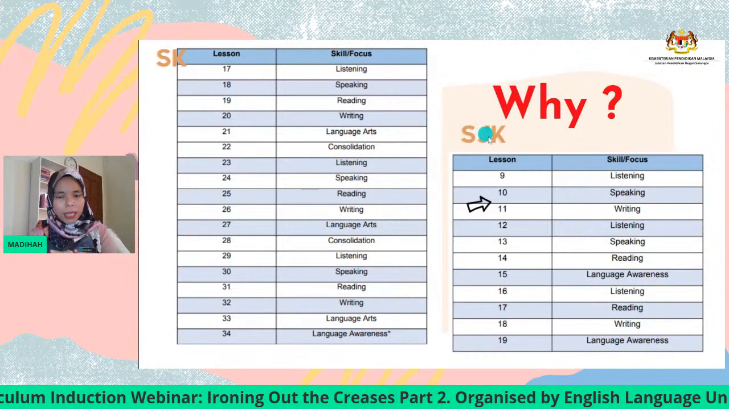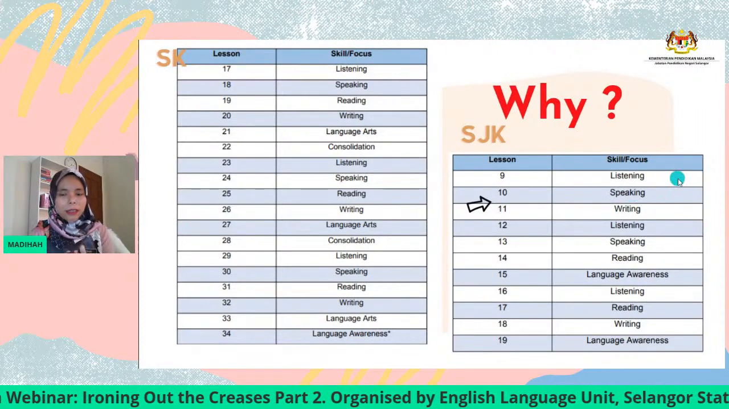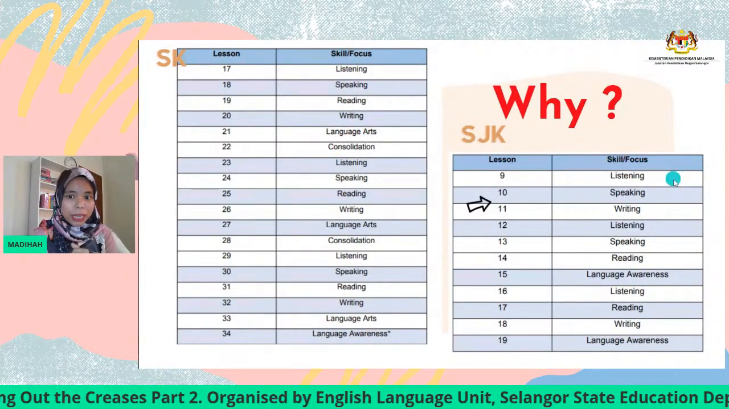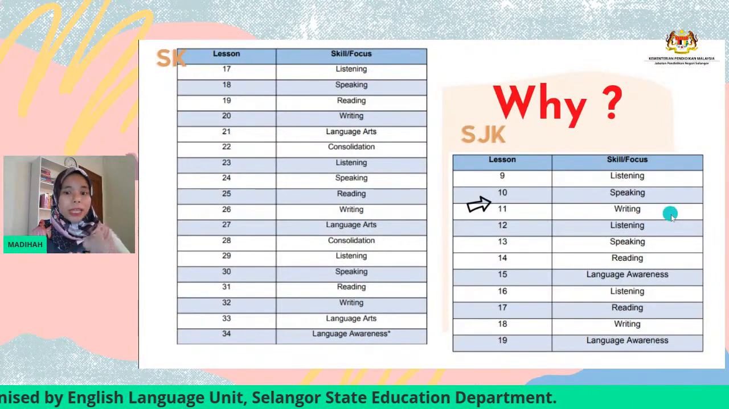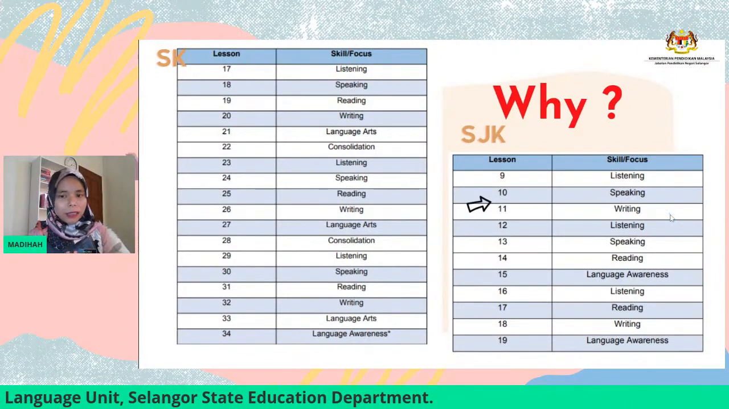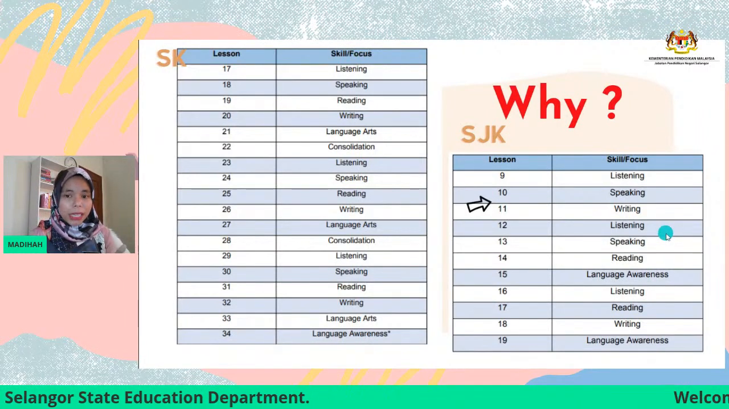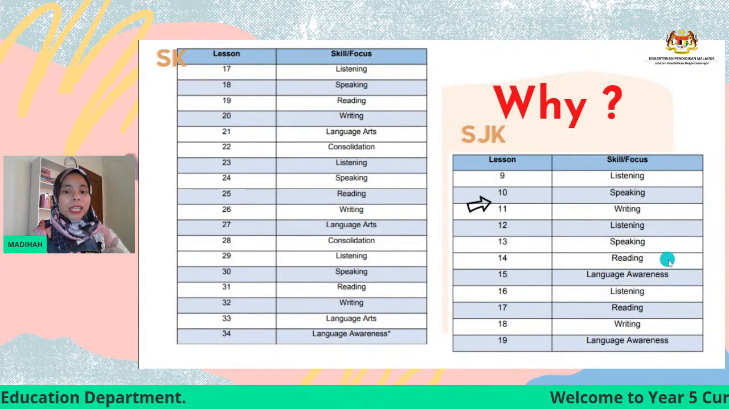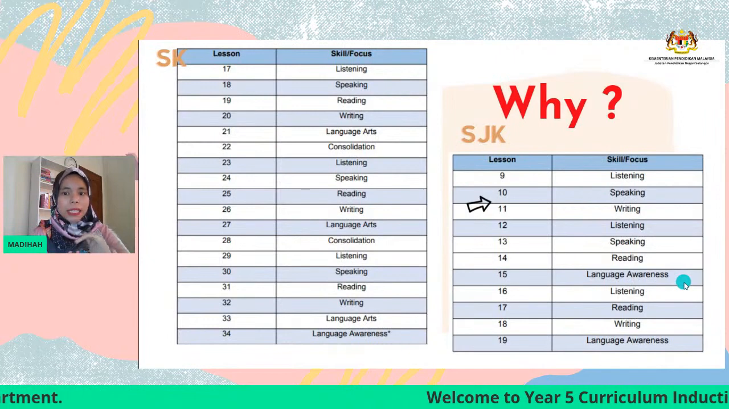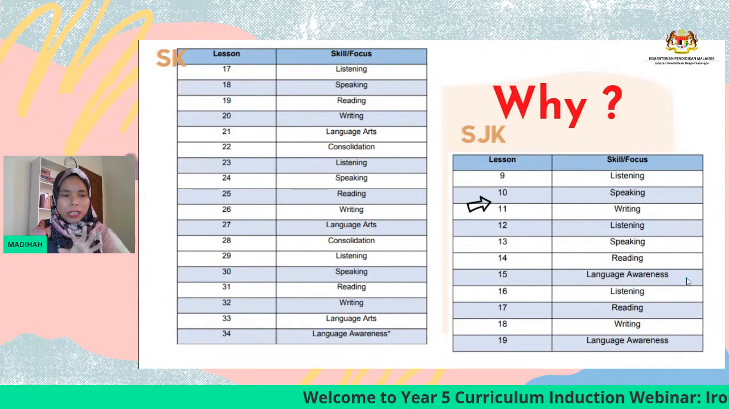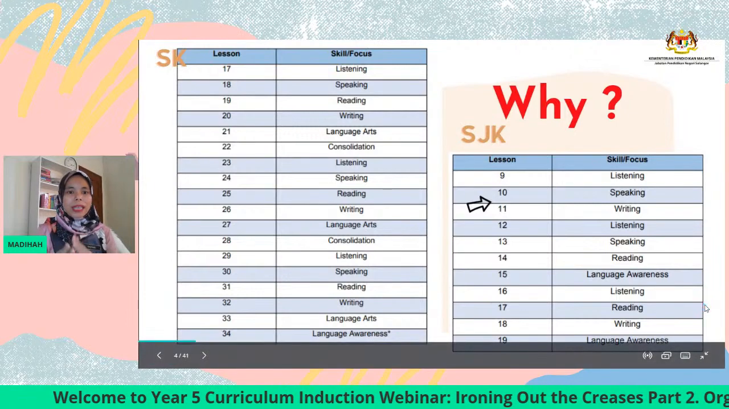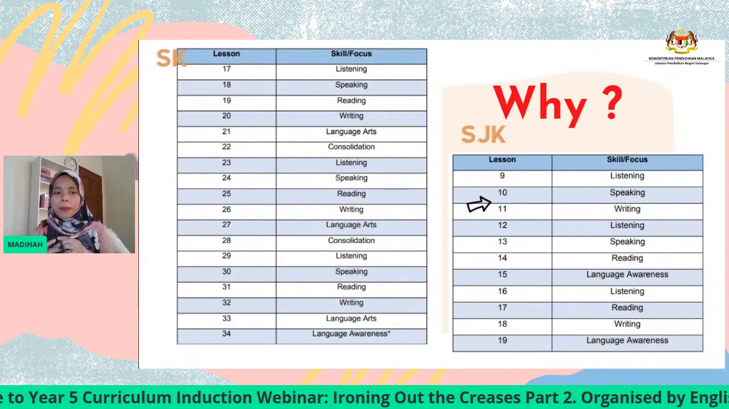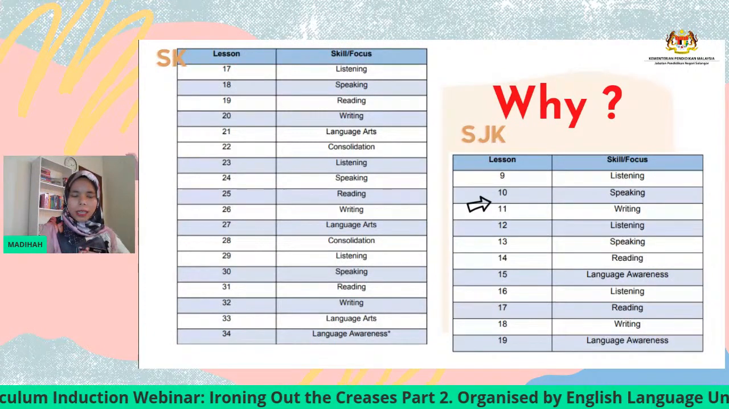However, for SJK, let's look at the cycle. We started with lesson number 9. SJK starts with listening, speaking, and then writing. For the next cycle, they still start off with listening, speaking, and then reading and language awareness. As you can see, the cycle is not similar to the one in SK. The reason is because SJK has less time per week as compared to SK.